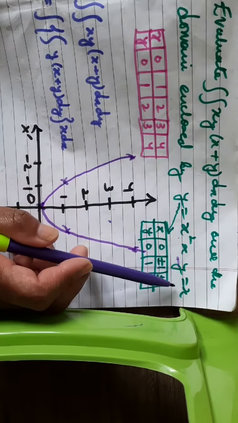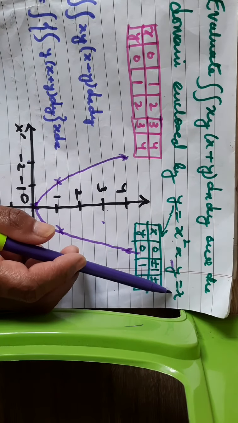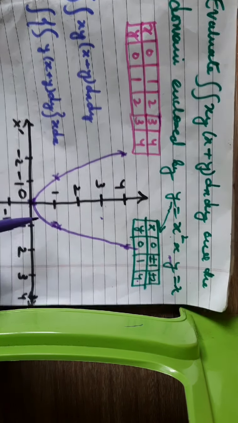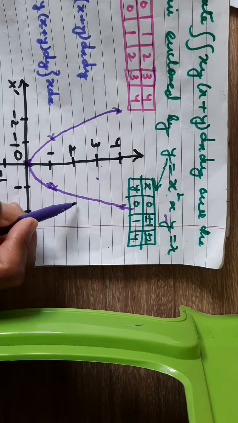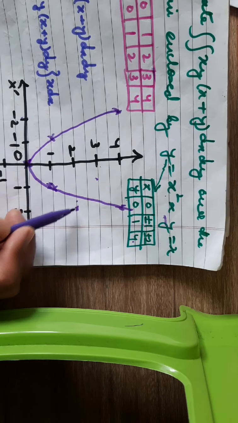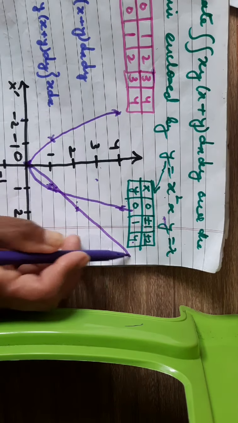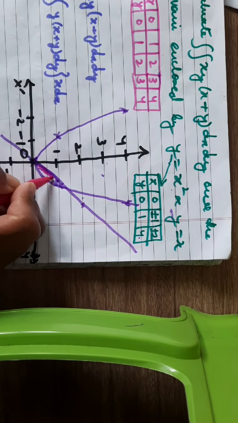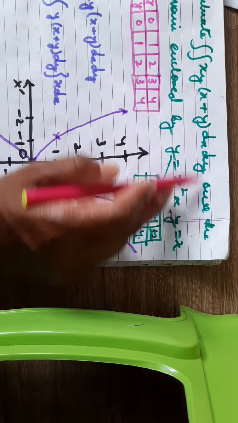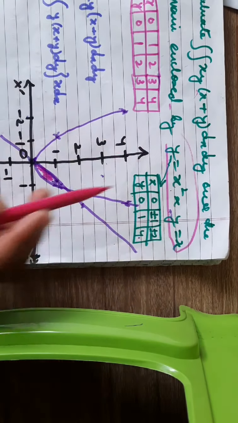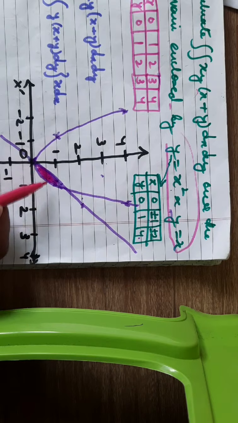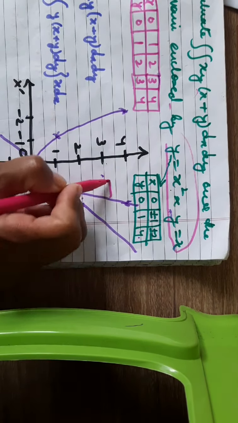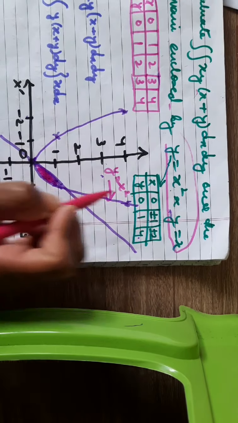And then y is equal to x is nothing but a straight line which passes through the origin. When x is equal to 0, y will be 0. When x is equal to 1, it will be this one. When x is equal to 2, it will be 2. And so on. So if you draw this straight line, it will be this one. Now what we need to find is the double integral over the domain enclosed by this one. So this shaded region here is the region enclosed by y is equal to x and y is equal to x square.